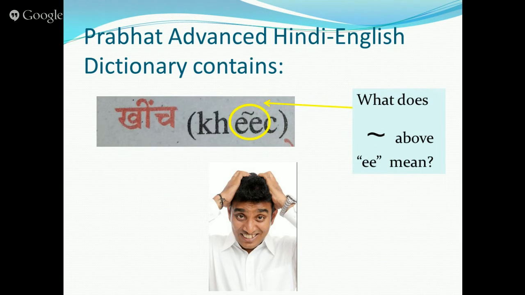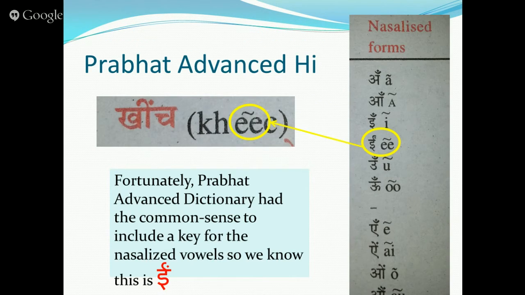What does that mean? This guy is going to go bald. What does that mean? Well, we're going to turn to the front of the dictionary. So Prabhat Advanced Hindi Dictionary has something that Oxford doesn't have, and it tells you that they have special symbols for all the nasalized forms.